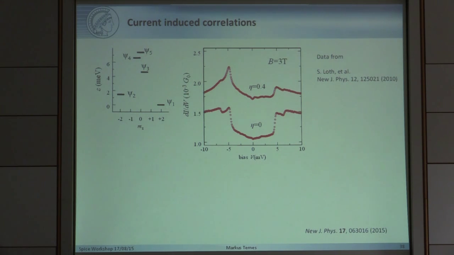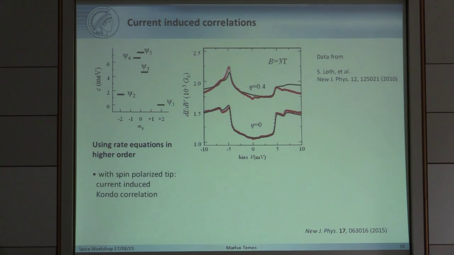When I saw this, I went, wow, what is going on here? Why is there a Kondo peak here? Is this a Kondo peak? What he did was, at B equal 3 Tesla, measure once with a non-spin polarized tip and once with a spin polarized tip. If you don't account for rate equations, you cannot get any spectrum like this. But if you do this, then you see this is still working quite well. And this comes out with this.